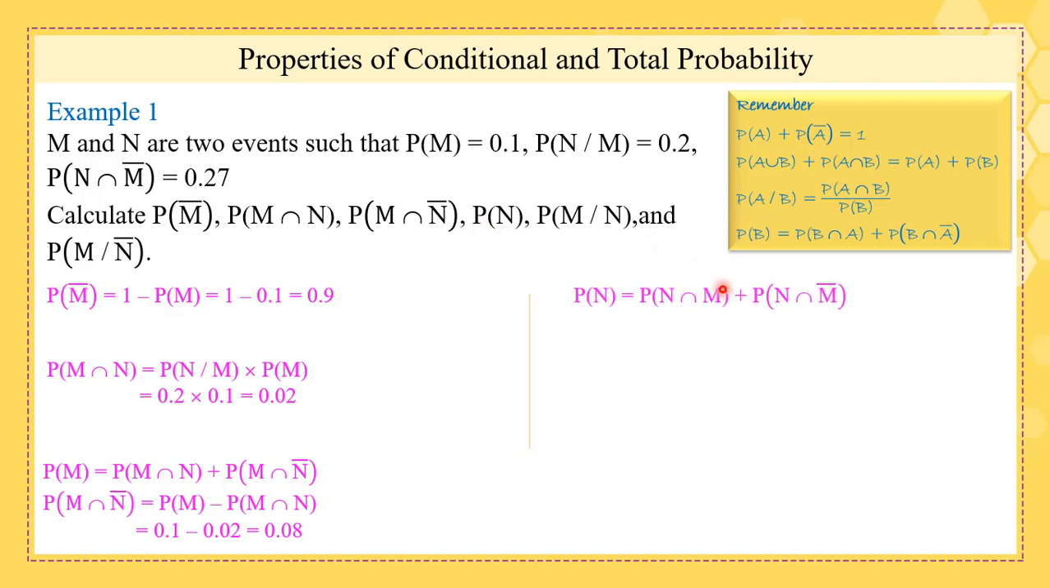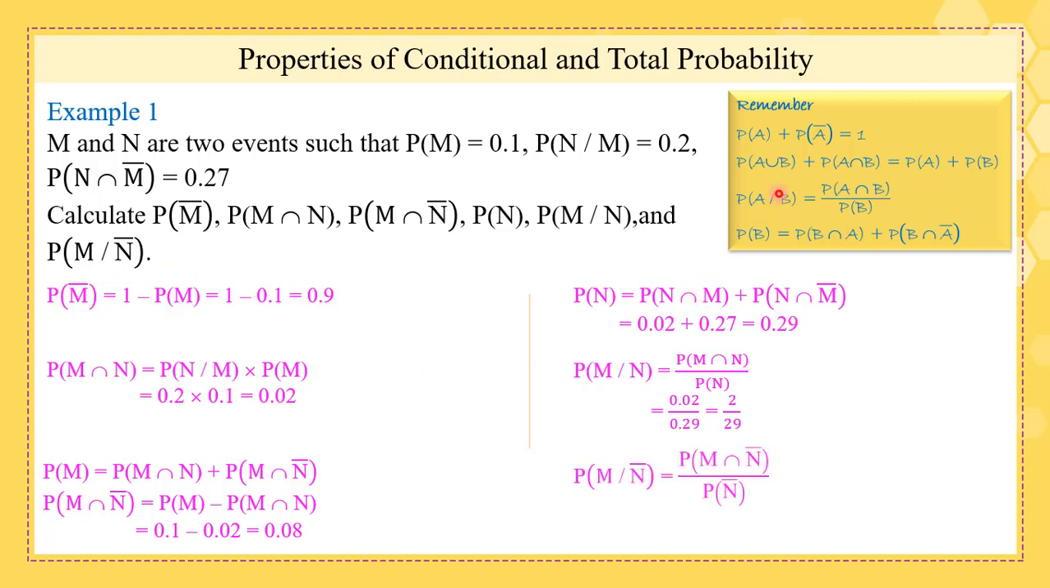Now we need P of N. What is P of N? It's N intersection M plus N intersection M bar. We know N intersection M bar from here, and remember that N intersection M is the same as M intersection N. So this would be the answer. Now we need P of M given N. Applying the property of conditional probability, M given N is M intersection N over N. We know both of them. We just substitute. We get 2 over 29. And finally, M given N bar, we also use the rule of total probability. And this would be the final answer.